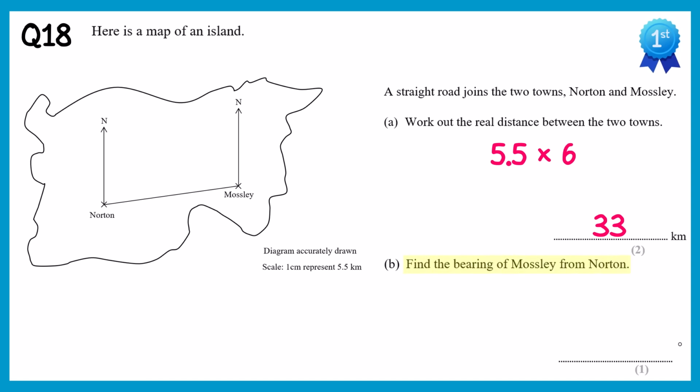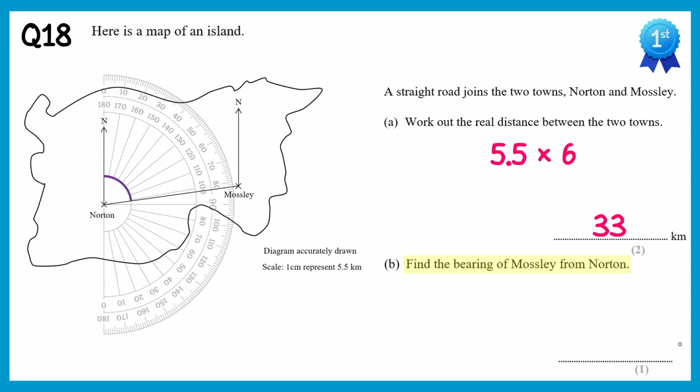In the second part of the question, we need to find the bearing of Mossley from Norton. To do this, we imagine that we are stood at Norton. We face north and we turn clockwise until we face Mossley, which would mean we've turned through this angle here. So we just need to measure the size of this angle and give it as a bearing.